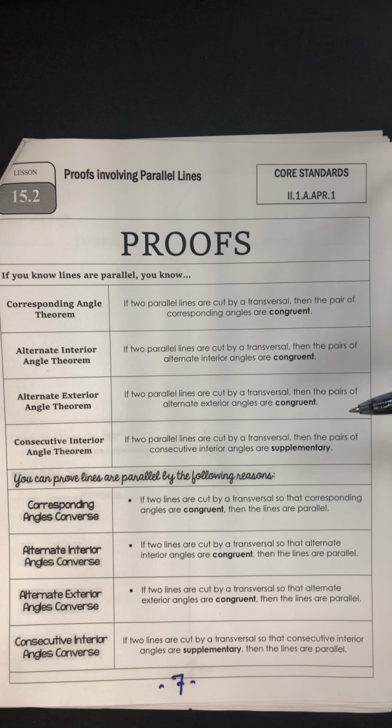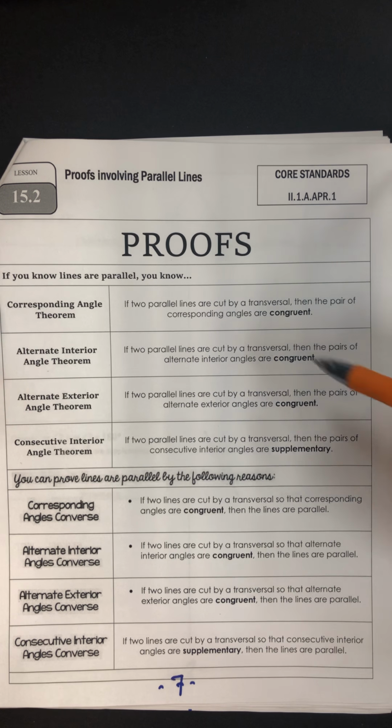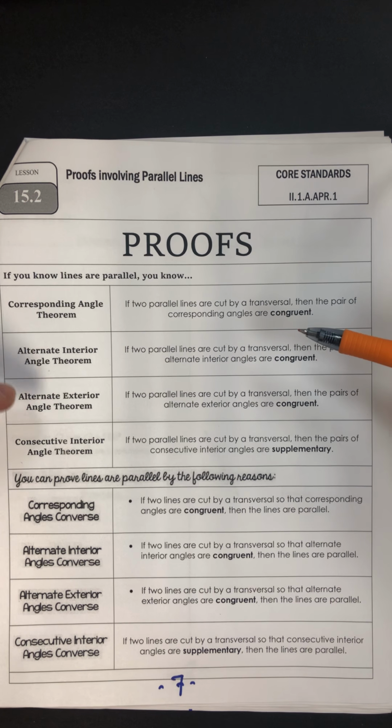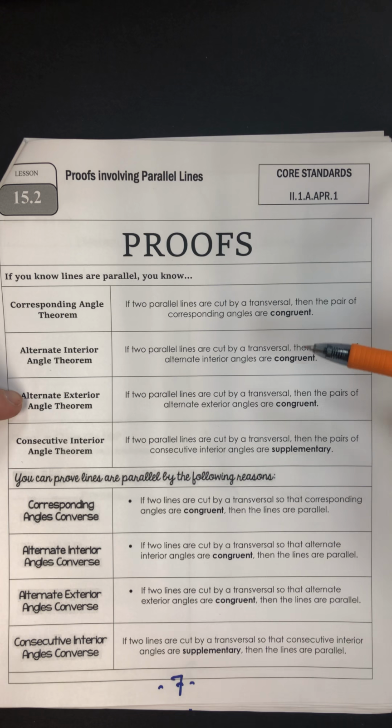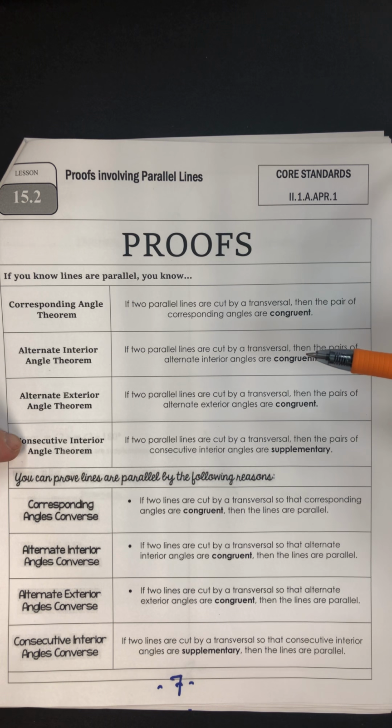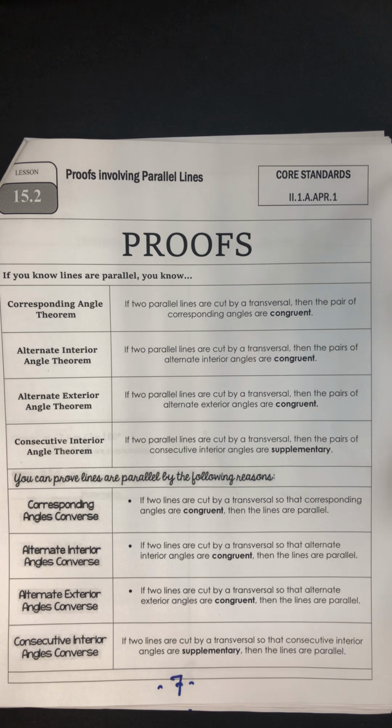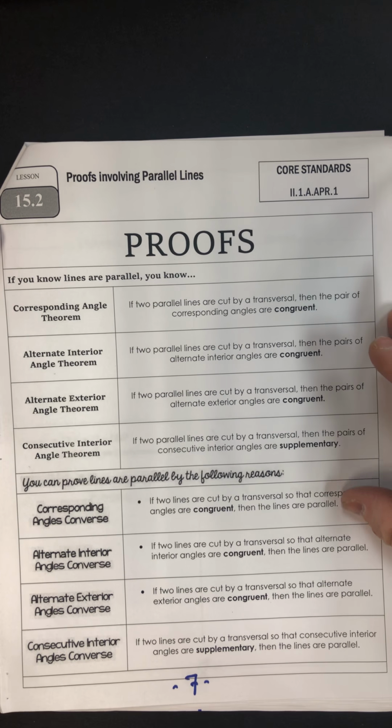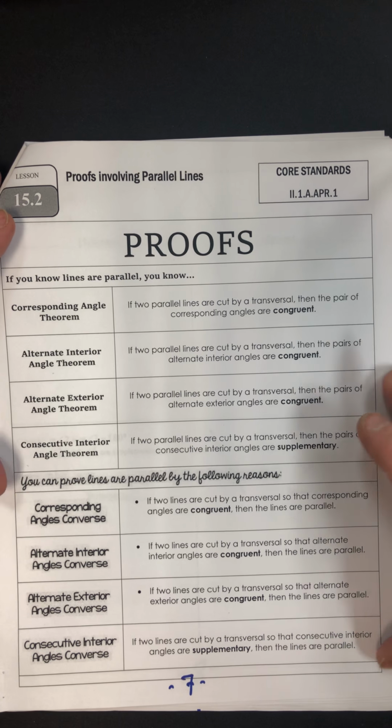So if two angles are congruent, we state why. Did we get that from corresponding angles? Do we get that from alternate interior angles? Are they alternate exterior angles? Or if two angles add together and equal 180, is it because they're consecutive interior angles? Okay, we're just going to justify our reasoning for things being congruent.